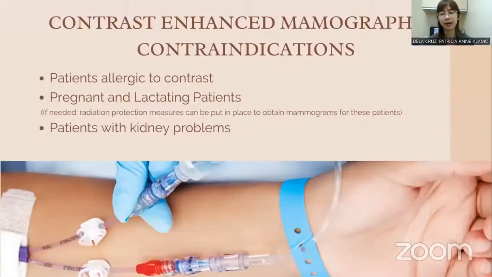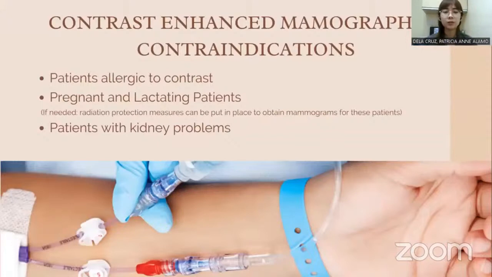We have to ask for their last menstrual period so that we will be sure that they are not pregnant. If needed, radiation protection measures can be put in place to obtain mammograms for these patients. CEM or mammography is possible if it is really needed. So the radiographers will provide radiation protection measures so that it will be possible for the patient.